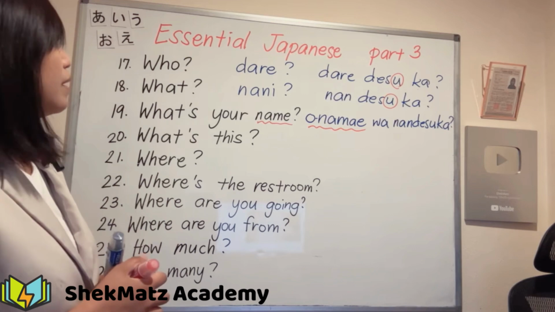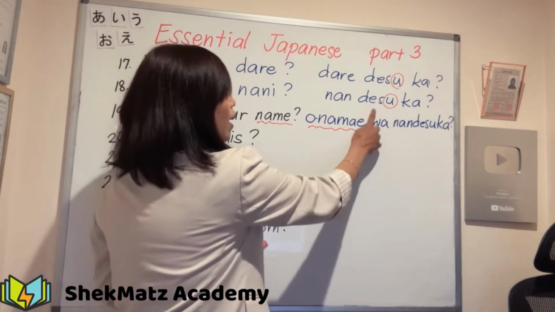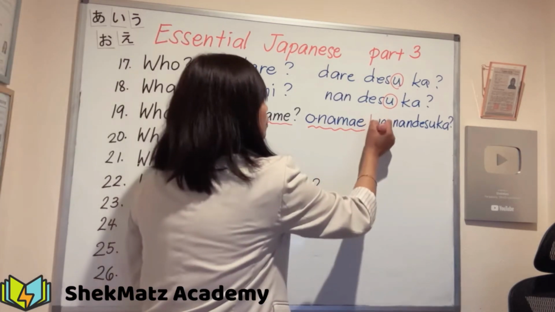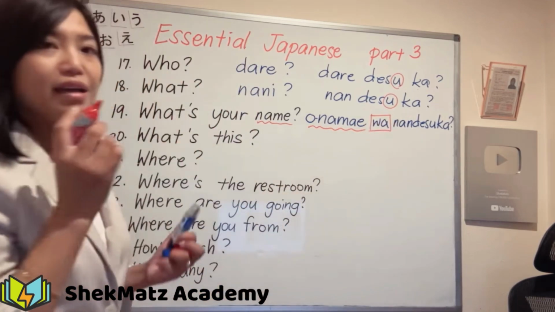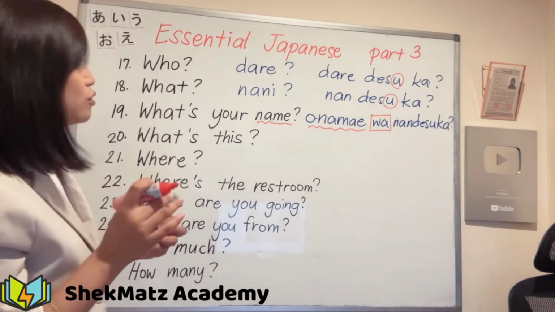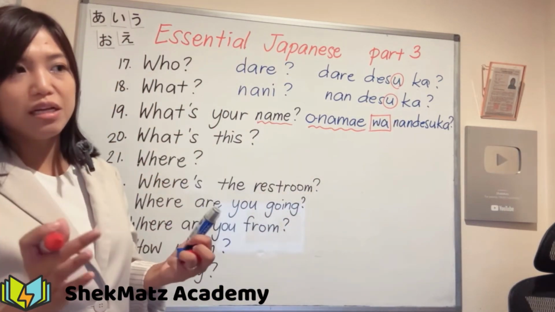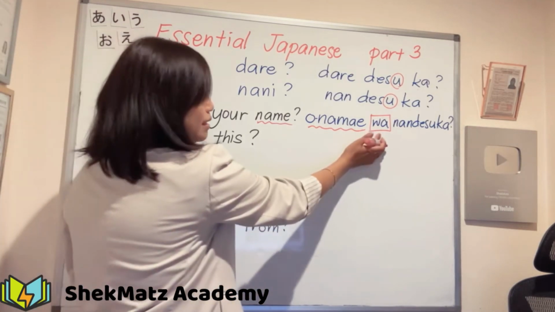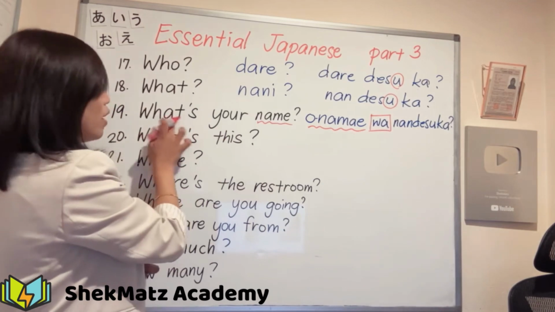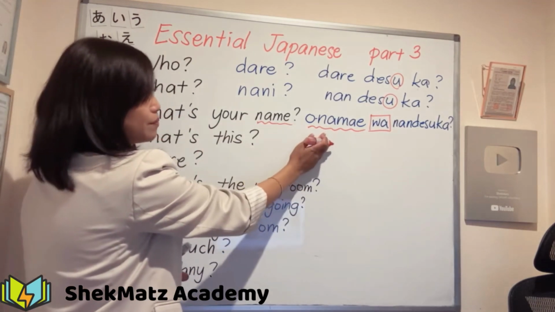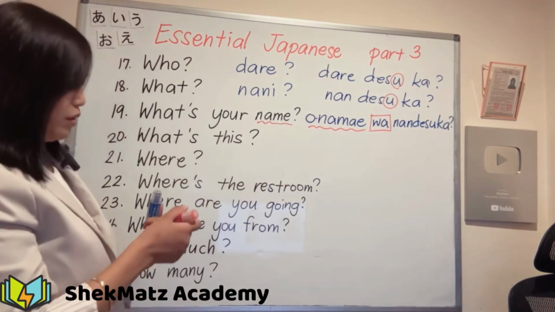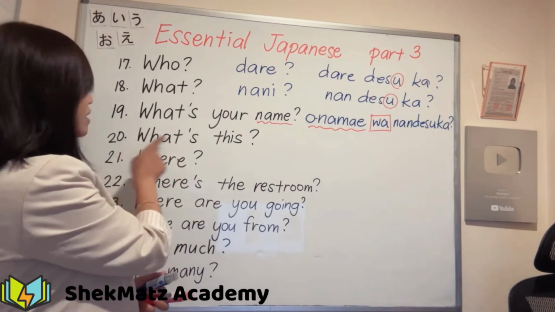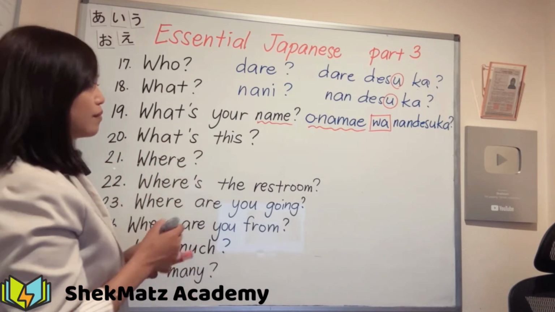お名前. Alright, and then the wa here is actually equivalent to be verbs in English. So the is, am, was, were. That is what. So what's your name is お名前は何ですか, okay. Now, what's this? これは何ですか. Alright.